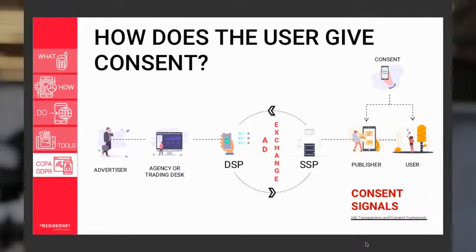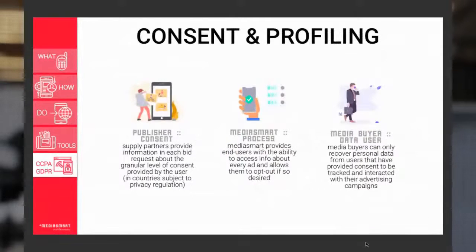So if you want to learn more about what these consent signals are, we will happily share with you the links to the IAB and how those are managed. Basically, it's all about the user giving consent for their data to be used for advertising. So we have the publisher consent, as mentioned before, and the supply partners, which are the SSPs. They provide us information in each bid request about the level of consent that is being provided by the user, especially in countries that are subject to privacy regulation.